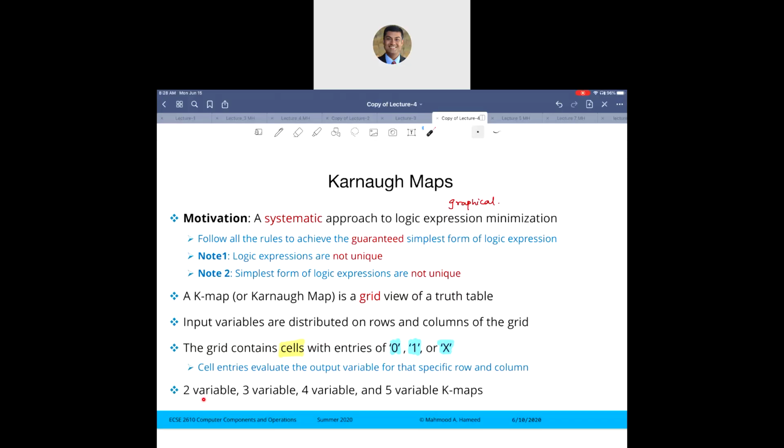We will be focusing on the 2 variable K-map all the way to 5 variable K-map. And in my opinion, the difficulty increases as you go higher. So 2, 3, 4, these are pretty standard and very easy to tackle. But the 5 variable K-map, they are the same concepts. However, because of the number of cells increasing, it is not as straightforward as the 2, 3, 4 variable K-maps.